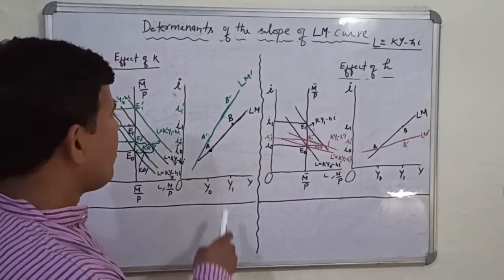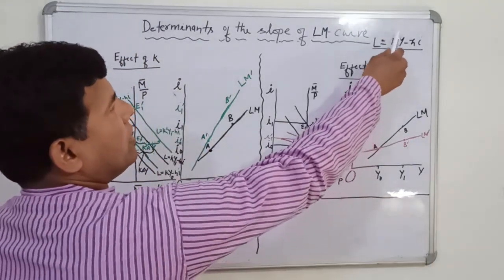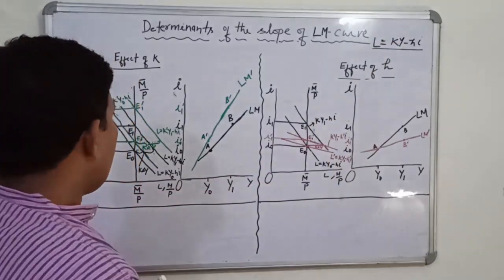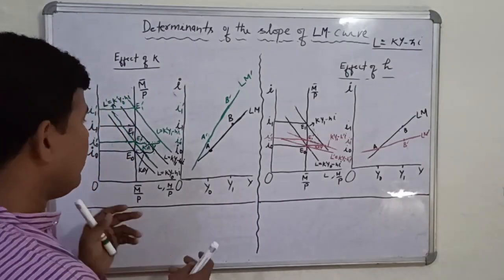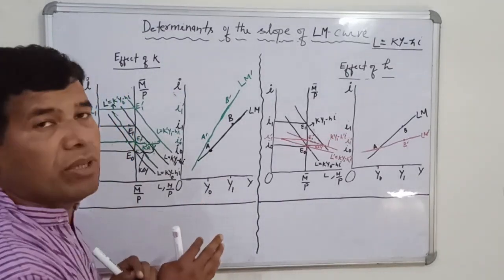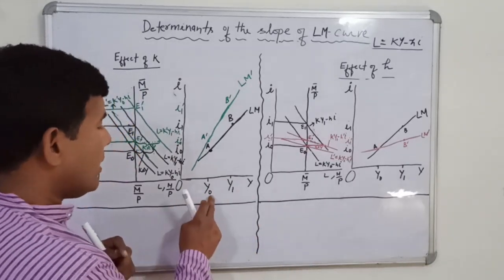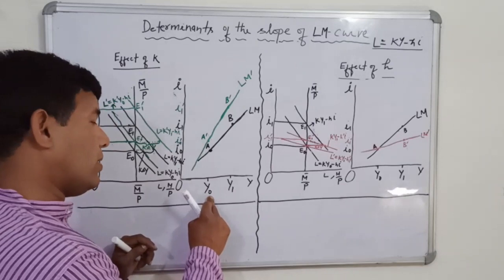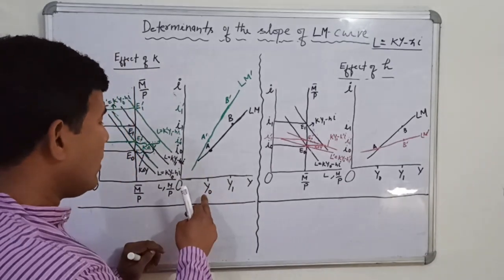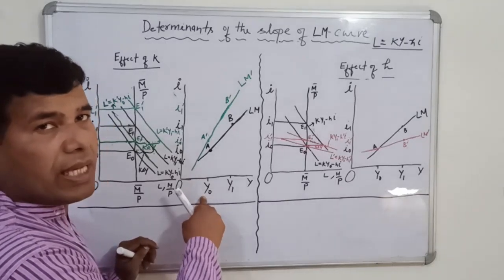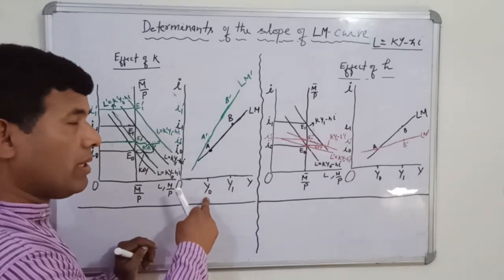Now here we have derived the LM curve, assuming the value of K to be this K. As you know, when we have to derive the LM curve, we have to assume a specific level of income, a specific level of equilibrium income. Here we are assuming it to be Y naught. Now at this Y naught equilibrium income, what is the equilibrium rate of interest? For that we need to go to the money market and there draw money demand for this equilibrium level of income.